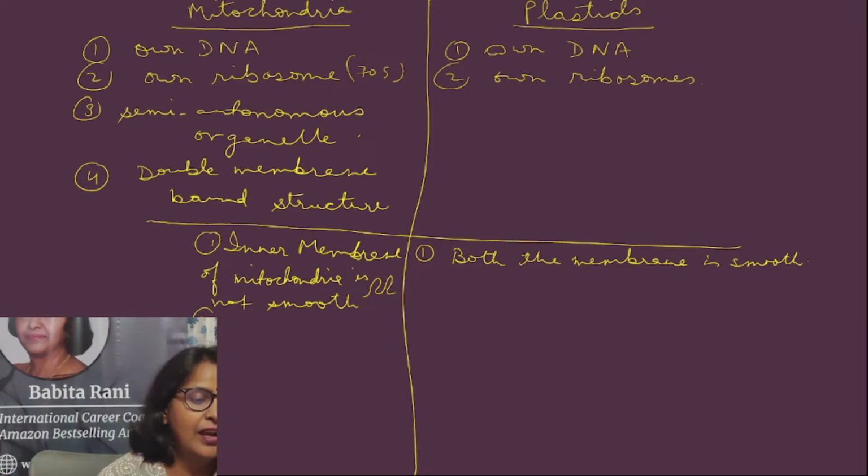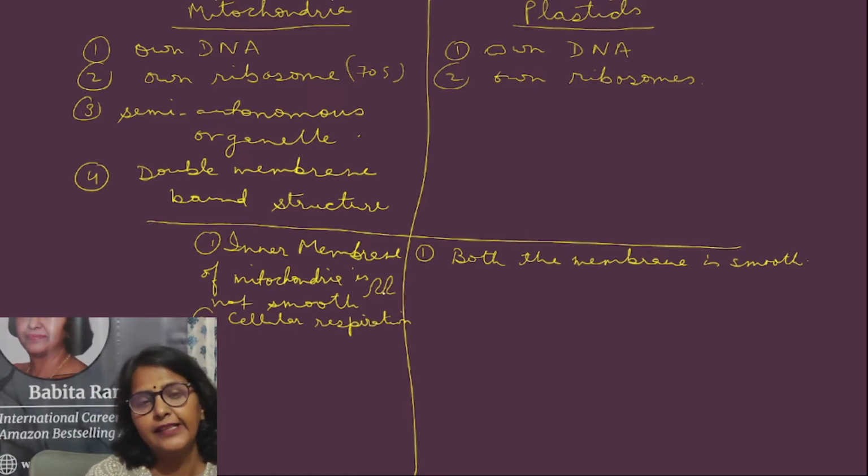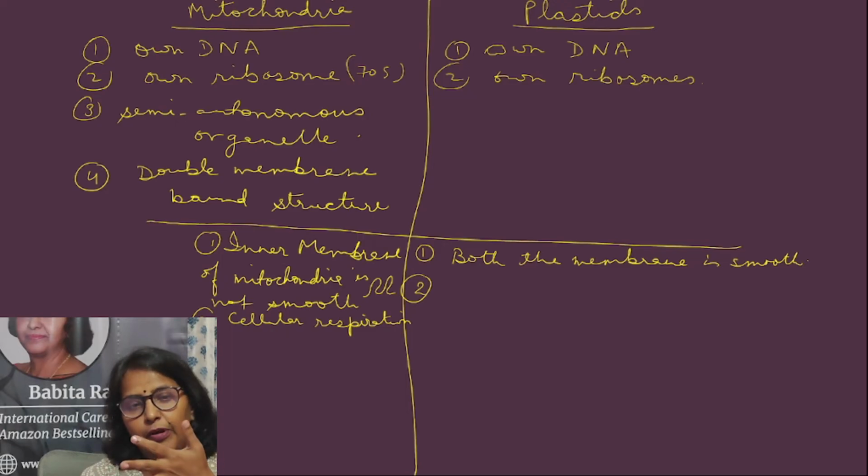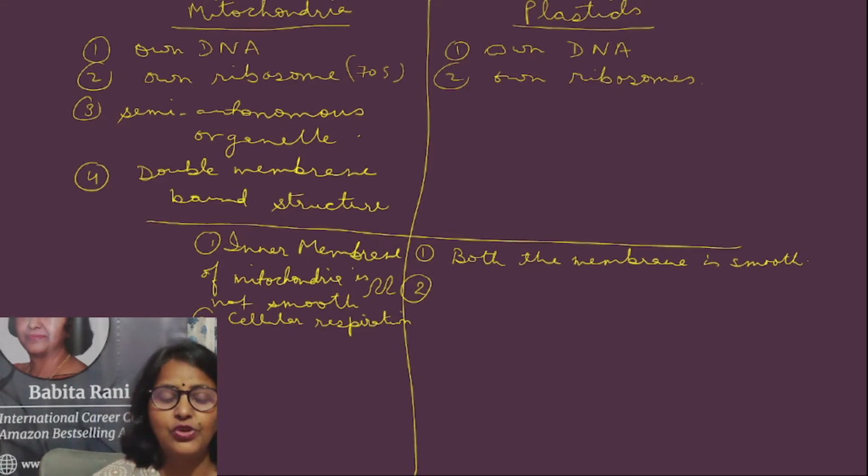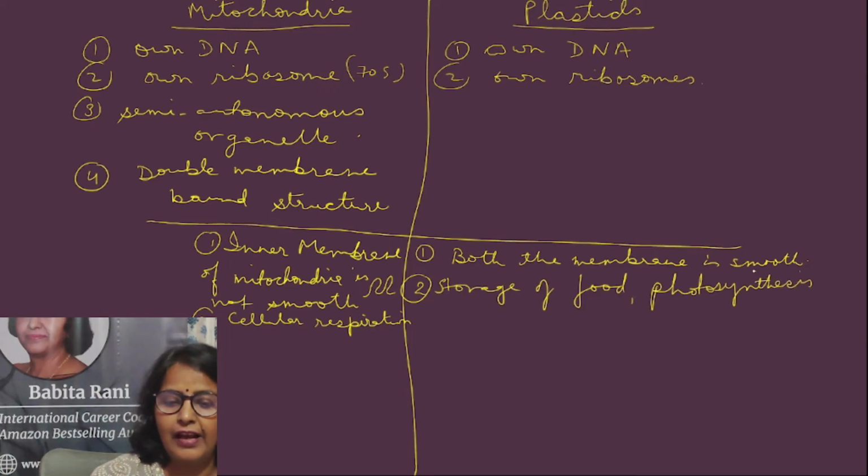Number 2: cellular respiration takes place in mitochondria, whereas plastids have different functions. Leucoplast store food, chromoplast help in pollination and providing color to fruits and flowers, and chloroplast help in photosynthesis. So based on function also you can write the difference. What are the functions of plastids? Storage of food, photosynthesis, and providing color to parts of plant.